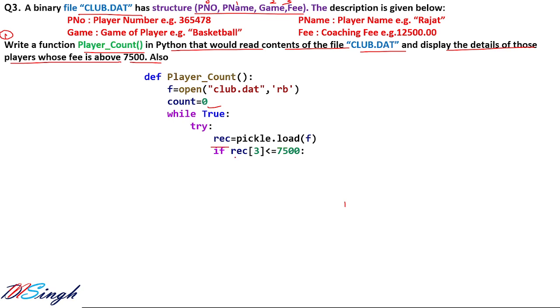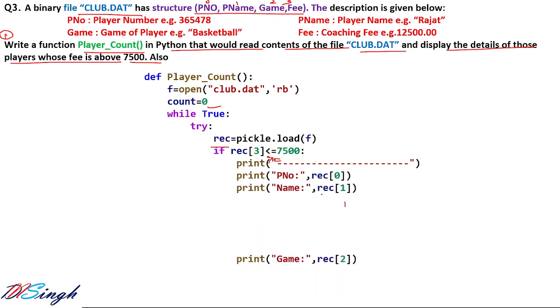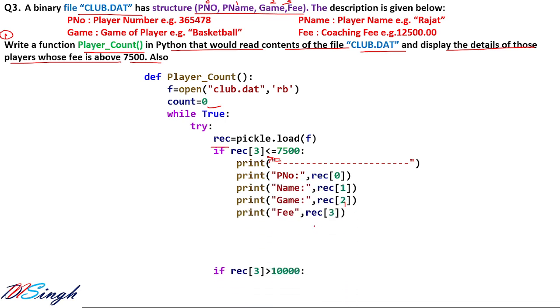If condition, we will check record[3] less than or equal to 7500, but it is asking for fee above, so this condition should be opposite. If it is like this, then we are going to print that record: player number, player name, game, then fee. If the function reads the content and displays the details of those having more than 7500, fine, if it is greater than 7500, then we are going to display the content of that record.